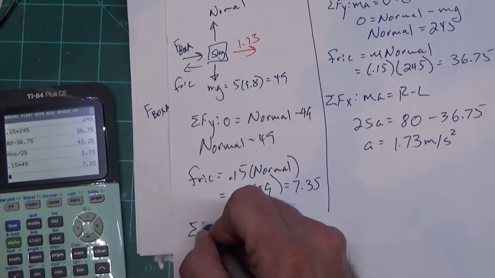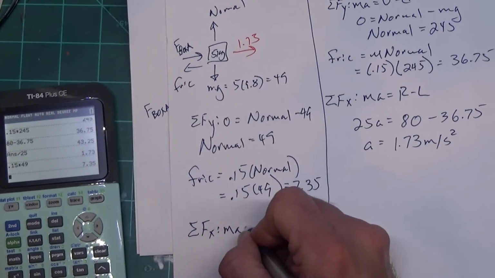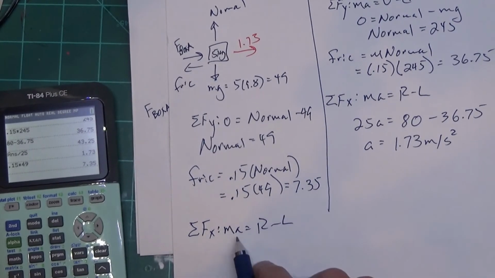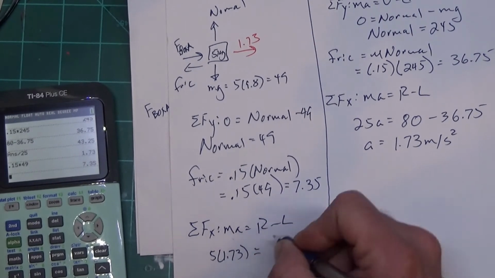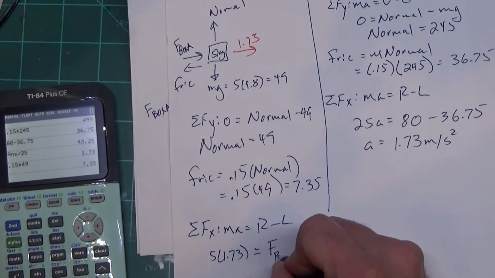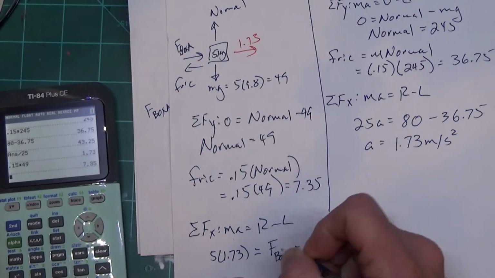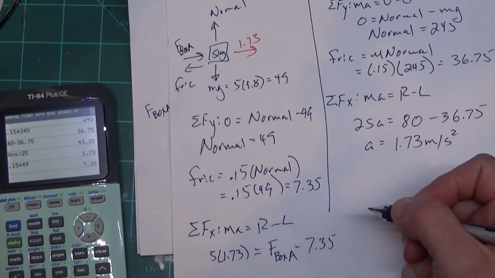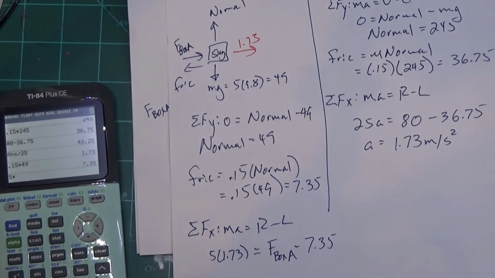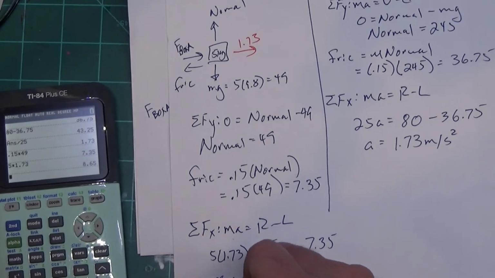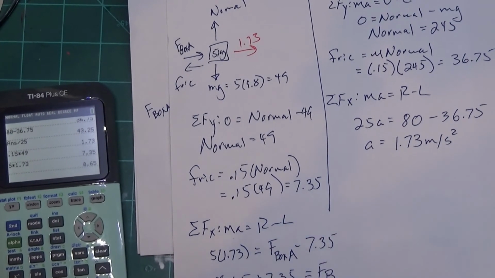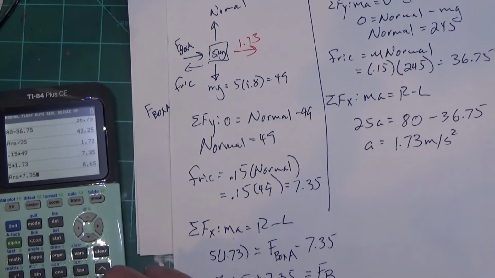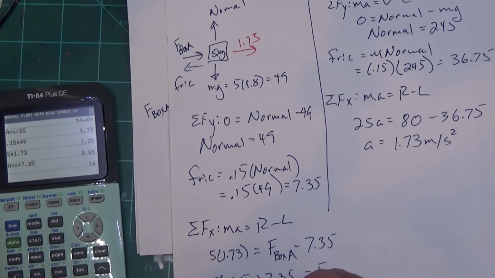Now I can do sum of the forces in the x. This will be ma equals right minus left. Okay, there is an acceleration this way, and the mass is 5, so it's 5 times 1.73 equals, to the right, I have the force of box A minus friction, which is 7.35. And 5 times 1.73 comes out to be 8.65. So 8.65 plus 7.35 is equal to the force between the boxes. So I'm going to add 7.35 to this, and I get the force between the boxes is 16 newtons.